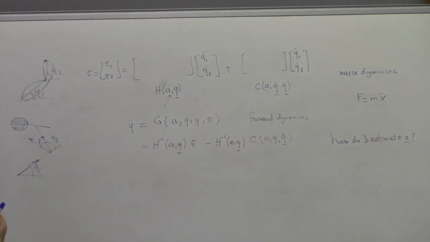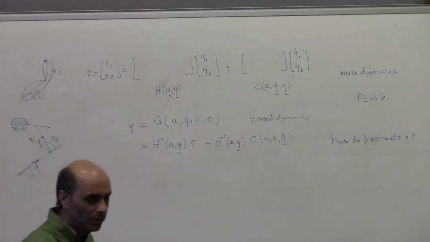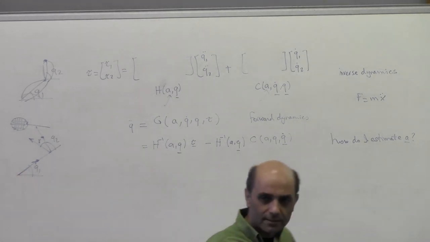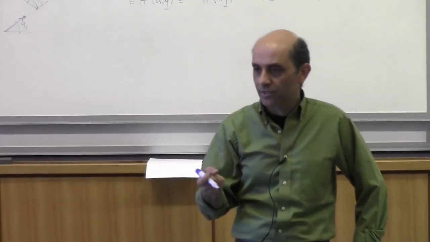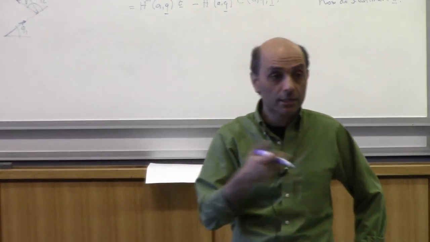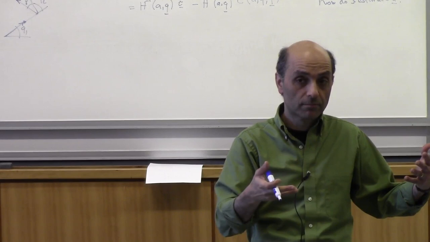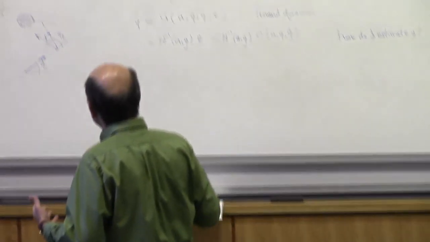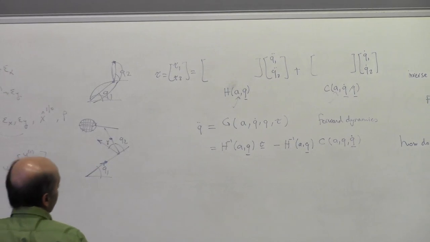Because A has the physical properties of my system. For example, in this vector A, I have things like the mass of the upper arm. I have the length to the center of mass of the upper arm. I have the mass of this tennis racket that I'm holding, and the vector that tells me the position of the center of mass with respect to my elbow. So the physical parameters of the system are in this vector A. The rest of these equations are about how those physical parameters get translated into the equations of motion. So when I'm holding a tennis racket versus a ping pong paddle versus nothing, what I'm changing is A.